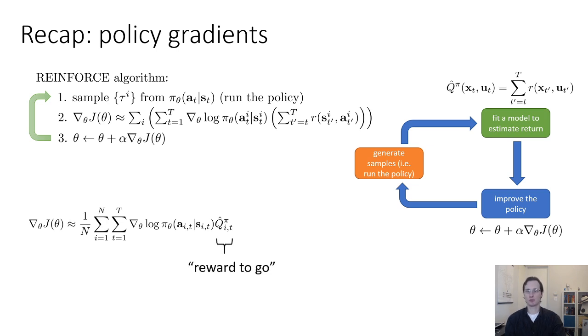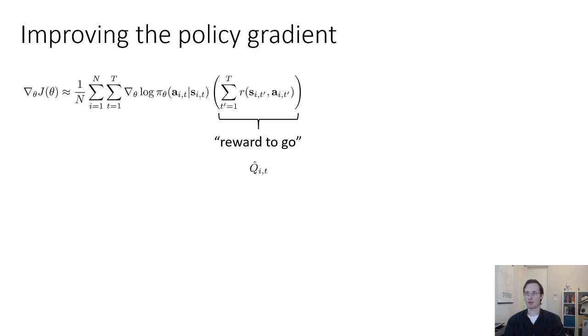There's actually quite a bit you can do to estimate this term much more effectively than is done in reinforce, and this leads to a much more powerful class of algorithms. So let's talk about how we can improve the policy gradient. Q hat is an estimate of the expected reward if you take action a_t in state s_t. And the better this estimate, the more accurate your policy gradient will be.